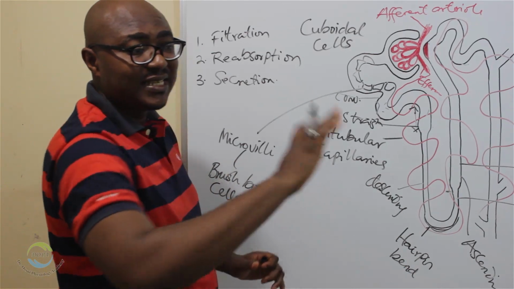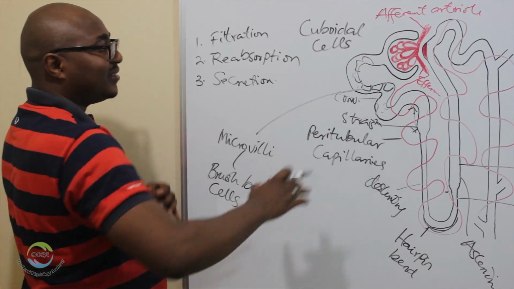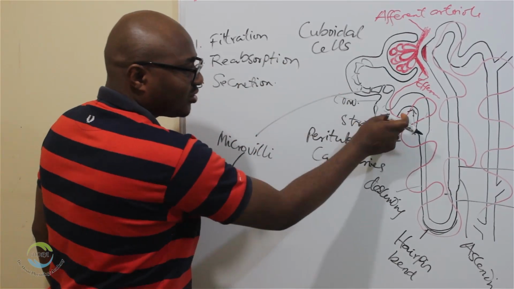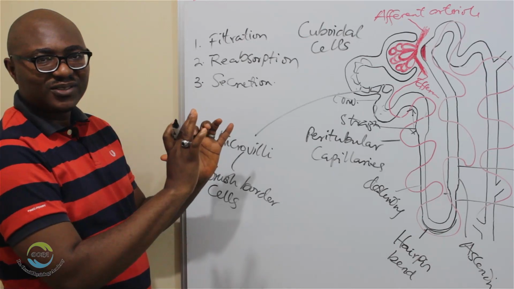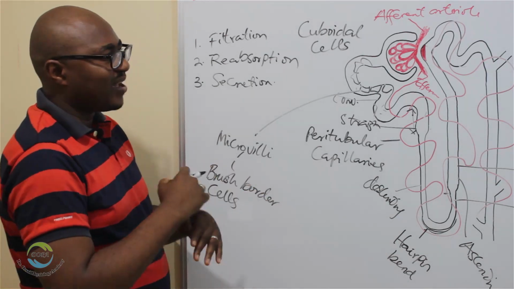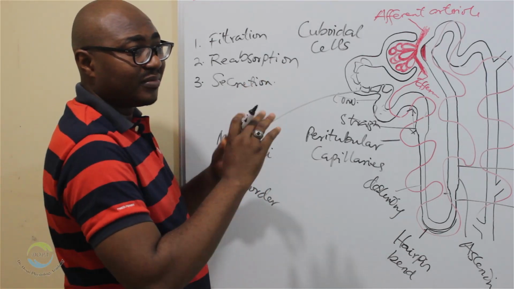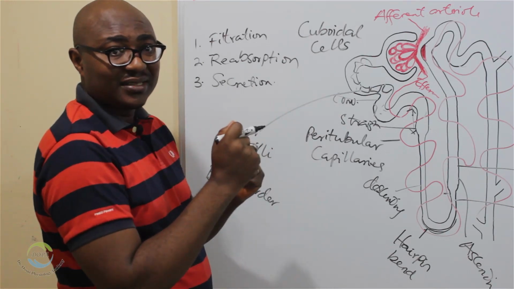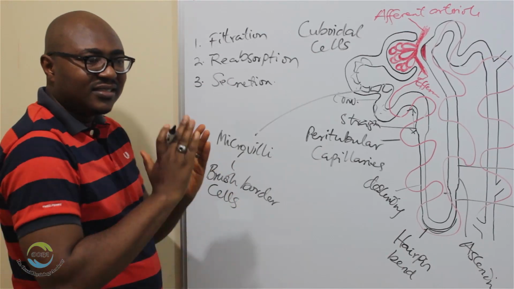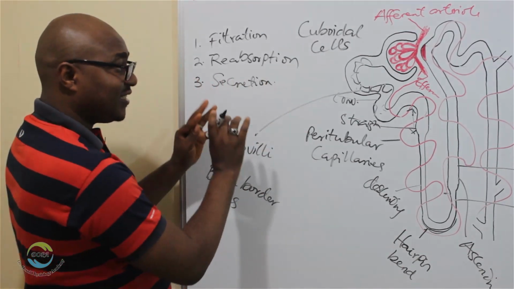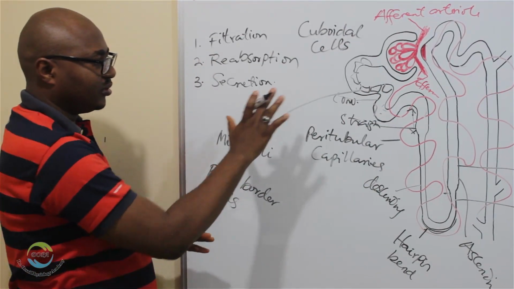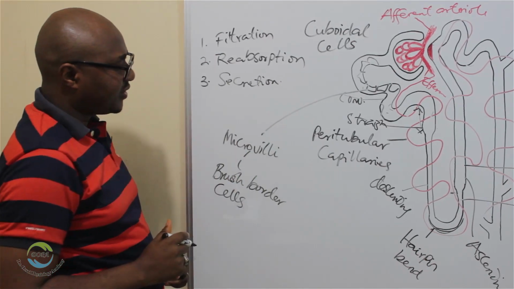So when water and solutes are filtered, about 60 to 70% of them are reabsorbed just in this proximal tubule, glucose, sodium, everything, water, 60 to 70% of them. In fact, glucose, because of how important it is, 100% of glucose is reabsorbed. But generally, 60 to 70% of solutes and water is reabsorbed in this proximal tubule, both the convoluted and the straight parts.